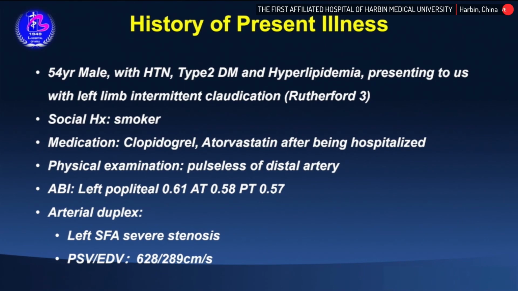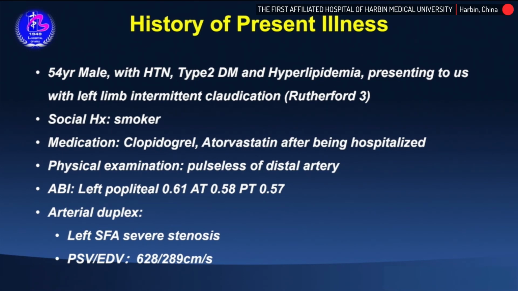So I'll briefly introduce the history of this patient. This gentleman is 54 years old with hypertension, type 2 diabetes mellitus, and hyperlipidemia. He presented to us with left limb intermittent claudication, rated Rutherford 3. He is a smoker, and before he came to the hospital, he was taking clopidogrel. After he was hospitalized, he was taking a statin. For the physical examination, the skin temperature is quite normal compared with the right side, and there is no muscle atrophy. But we cannot feel the pulse of the distal arteries.